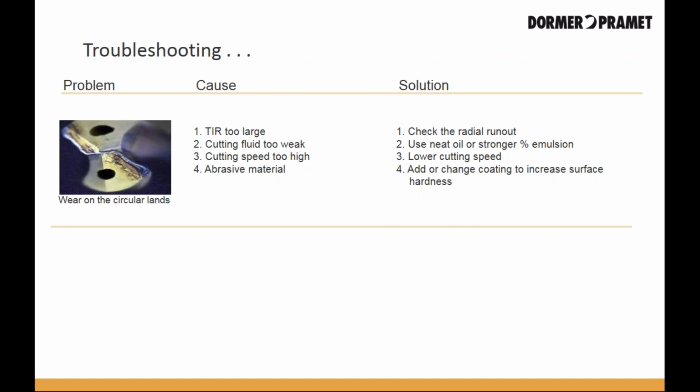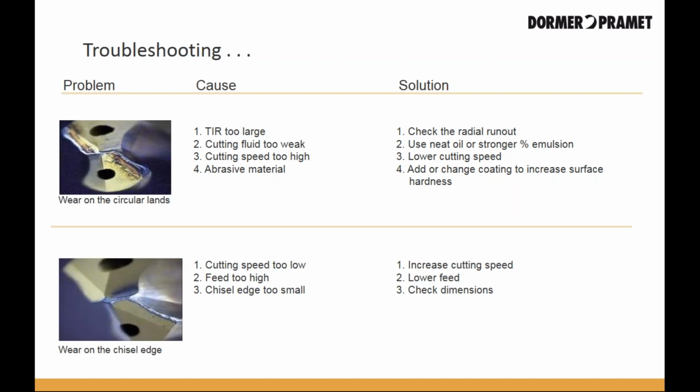So, as I said, the cause: your TIR is too large, your cutting fluid mixture is too weak, the cutting speed is too high, or the material is just very abrasive. Solutions: check the radial runout again. Use neat oil or a stronger percentage of the emulsion coolant. Lower the cutting speed or add or change coatings to increase the surface hardness on the tool.